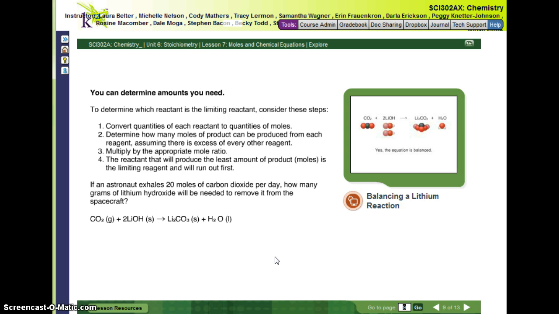You can determine amounts you need. To determine which reagent is the limiting reagent, consider these steps. Number 1, convert quantities of each reagent to quantities of moles. Told you, they're magic. Number 2, determine how many moles of product can be produced from each reagent, assuming there's excess of every other reagent. Step 3, multiply the appropriate mole ratio. Step 4, the reactant that will produce the least amount of product in moles is the limiting reagent and will run out first.